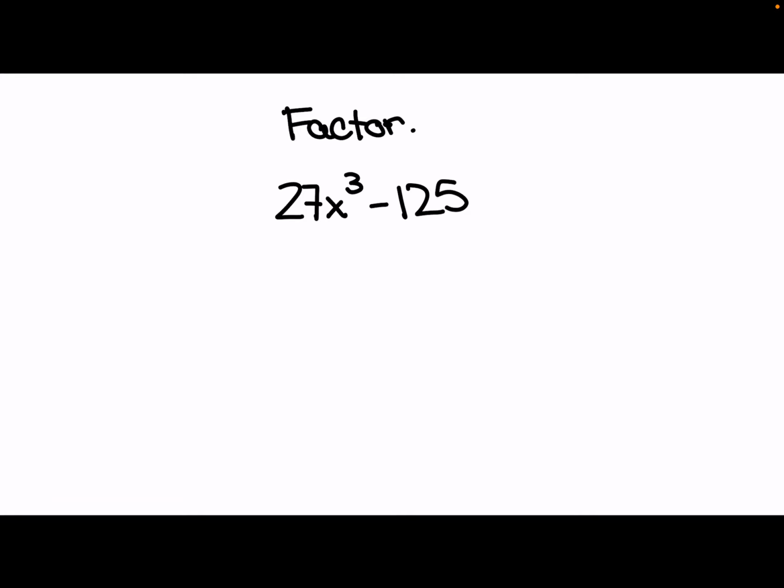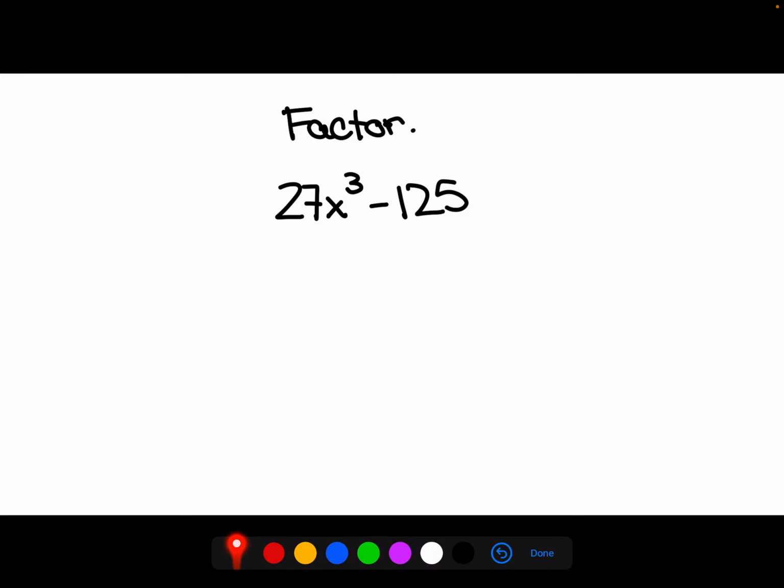So we're going to go ahead and factor 27x cubed minus 125. This is a perfect cube binomial because first off, it's raised to the third power, making it cubed, and it's a binomial because it's two terms. The reason it's a perfect cube is because if I take the cube root of each term, it will give me a whole number as a result.